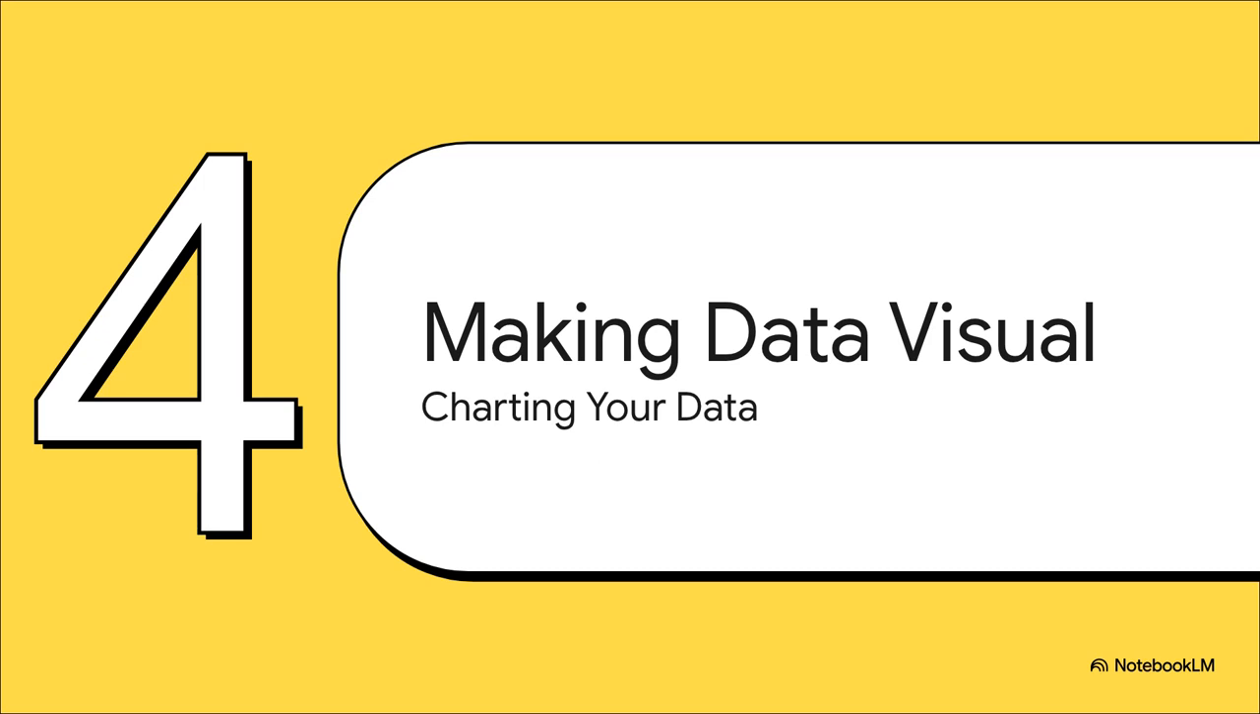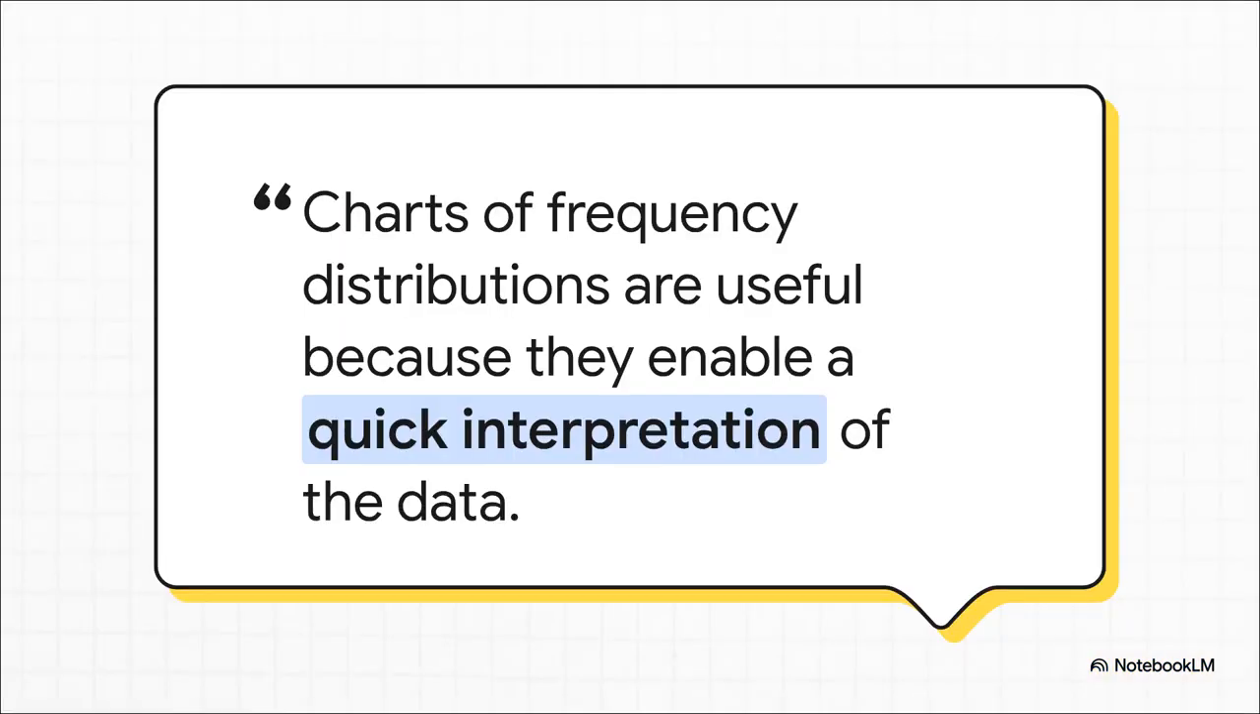But a picture is even better. If you really want to get the story in a single glance, you've got to make a chart. And that's really the whole point of a chart, isn't it? It's all about speed. Our brains are just wired to process a picture way, way faster than a list of numbers. It gives you that almost instant aha moment with the data.